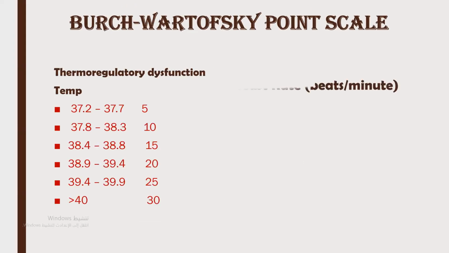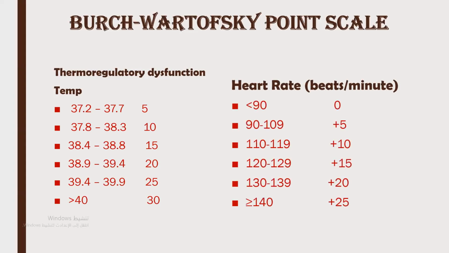We have a scale which calculates points to give the probability of thyroid storm, and it is called the Burch-Wartofsky point scale. It includes the following items: thermoregulatory dysfunction, and a temperature between 37.2 and 37.7 will be 5 points, and will go up 10, 15, 20, 25, and 30 points according to the scale you are seeing. What about the heart rate?